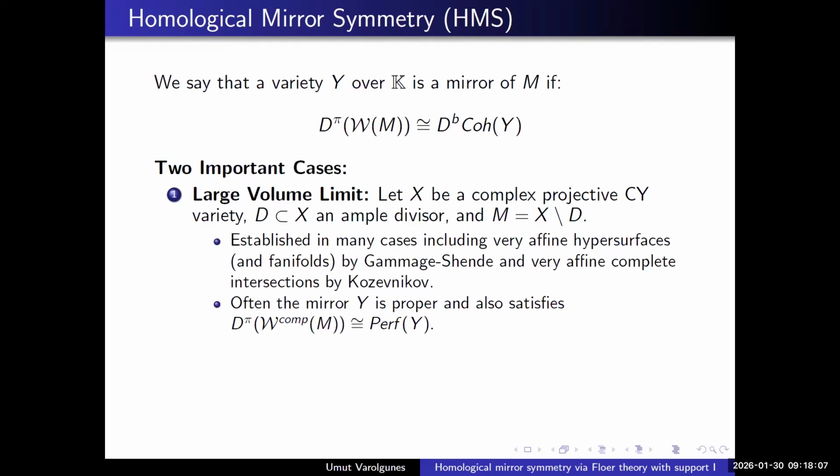So now, in this case, often the mirror variety is proper, it's compact. And this guy is non-proper, so the mirror should either be non-compact or singular. You can't have a smooth, proper mirror in this case. So in the large volume limit, in applications, it's often proper, but it's singular. And you can also usually prove that if you look at the subcategory of the wrap category which consists of compact exact Lagrangians, then that corresponds to considering perfect complexes on the singular variety.